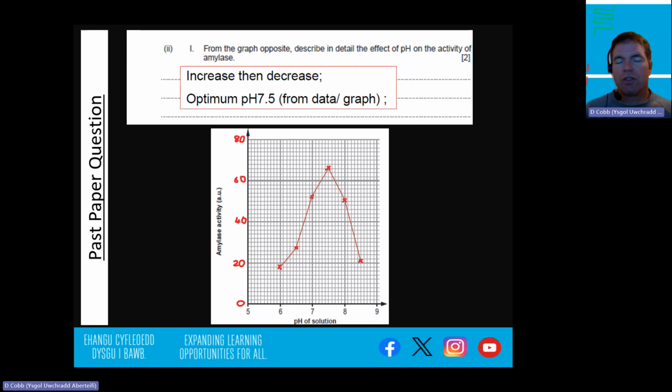So you just saying increase then decrease is going to be very much a gamble, because you're suggesting you're going to get a mark for increase and then a mark for decrease, but they've asked for it in detail. So here, 1 mark for saying increase then decrease, and the other mark for saying that there's the optimum of pH 7.5. So you're still using that term optimum there, but it's whatever you've got on your graph is what you should be referring to. But if you've plotted your graph correctly, that's how it should look.